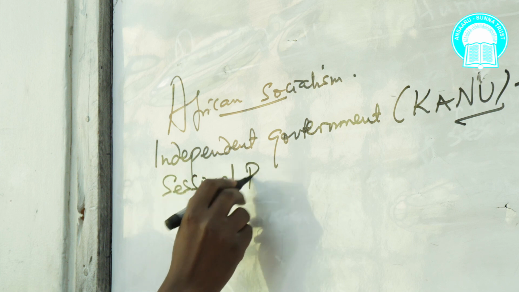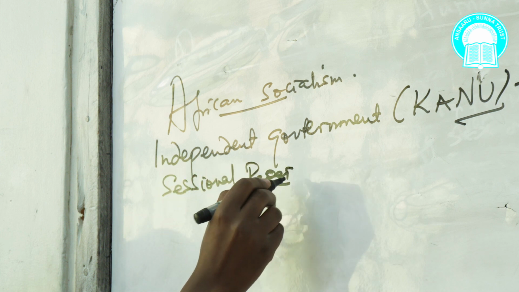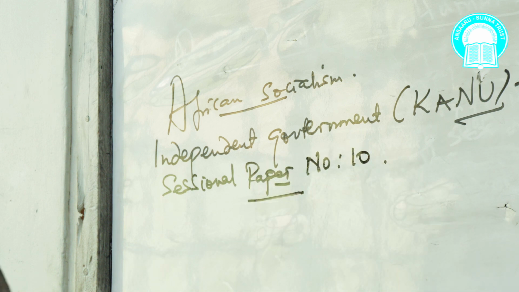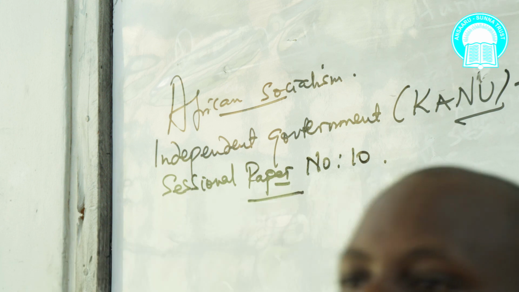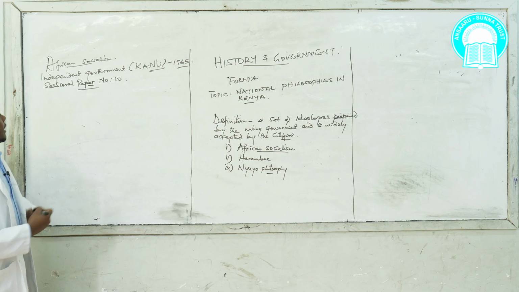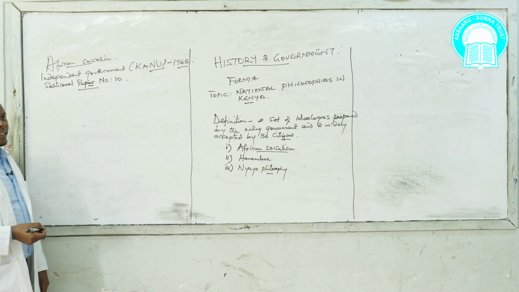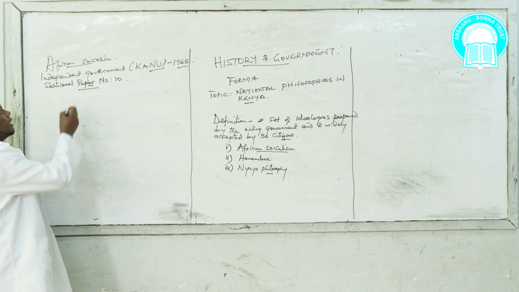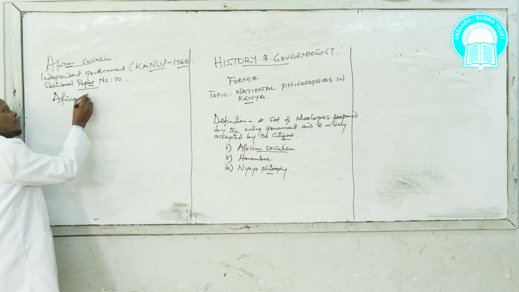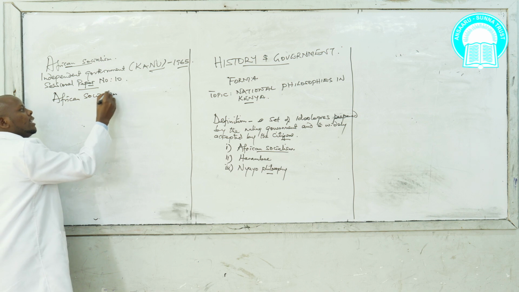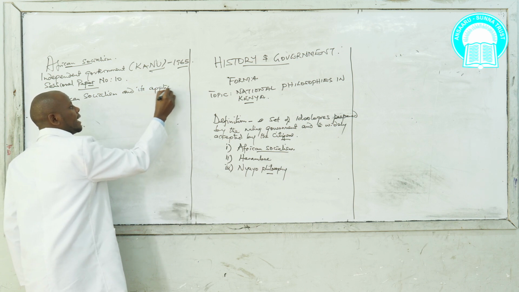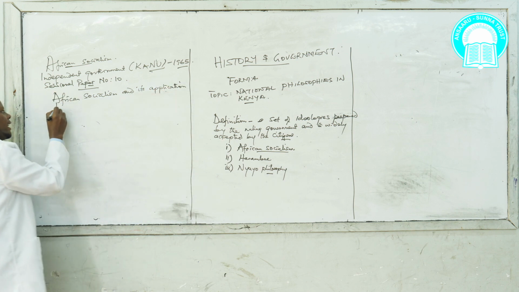Sessional Paper Number 10 is a government blueprint of development that was prepared by the then Minister for Planning and Finance, Tom Mboya. He is the one who came up with African socialism as a national philosophy in 1965. This philosophy was titled African Socialism and its Application to Planning in Kenya.